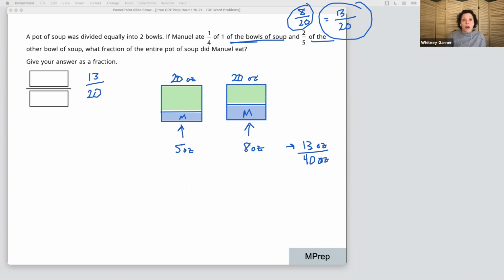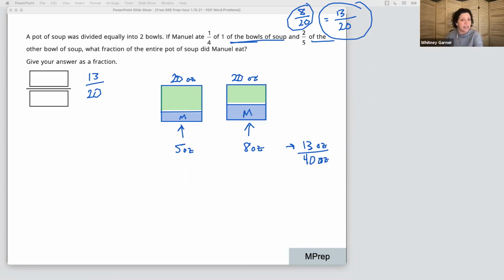Yep. So a lot of times, fraction, decimal, and percent problems are easier to deal with if you just make them real. Now, we can't always do that. We can't always just make things real.